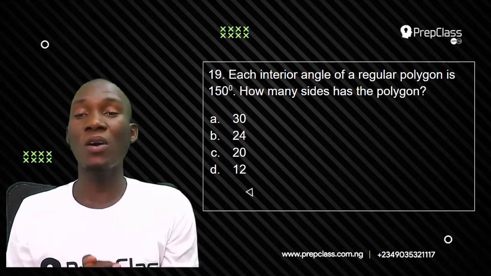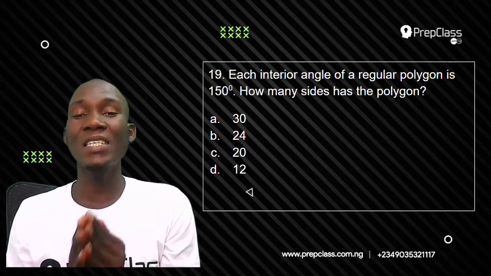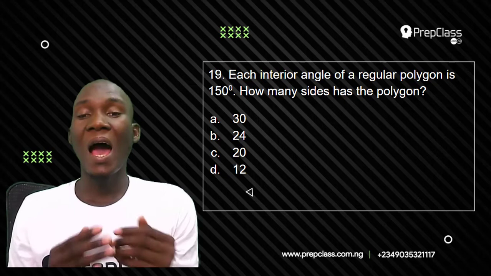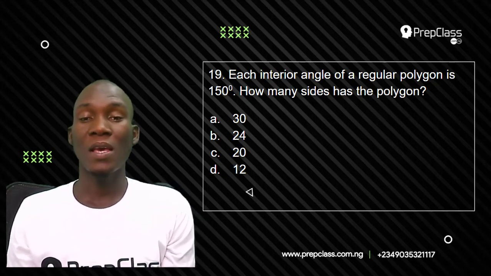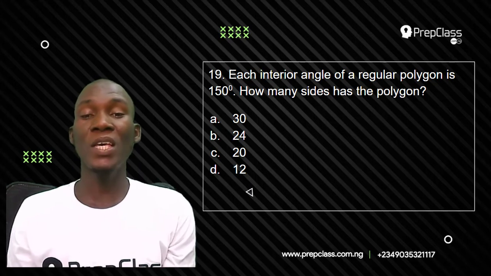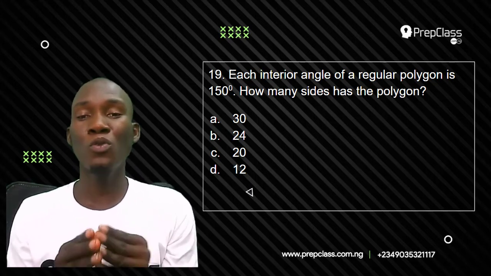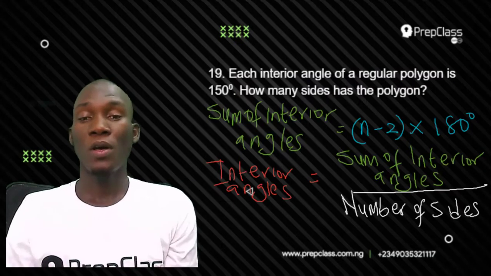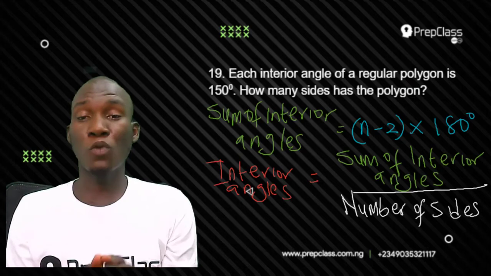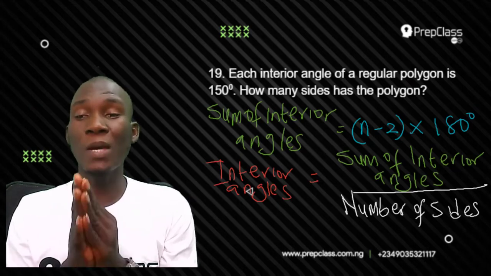Each interior angle of a regular polygon is 150 degrees. How many sides has the polygon? We have the options. A, 30, B, 24, C, 20, D, 12. How do we solve this kind of question? Very simple. Let's go. Now to solve this, from the question, we are dealing with a polygon.